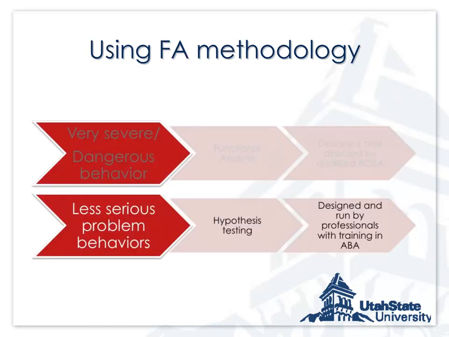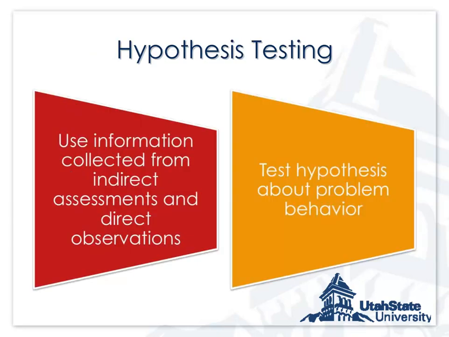For less severe problem behavior, it is possible for people with training in applied behavior analysis to make systematic manipulations to the environment in order to gain a better understanding of the variables that control problem behavior. Once you have formulated a hypothesis based on descriptive or indirect assessment, it can be useful to systematically manipulate antecedents and consequences in order to see what evokes problem behavior and what likely maintains problem behavior.